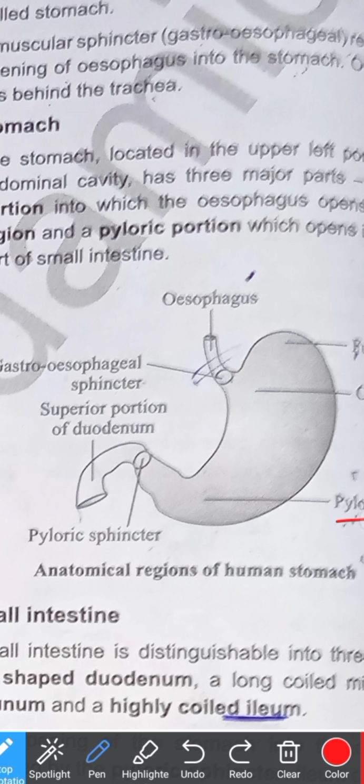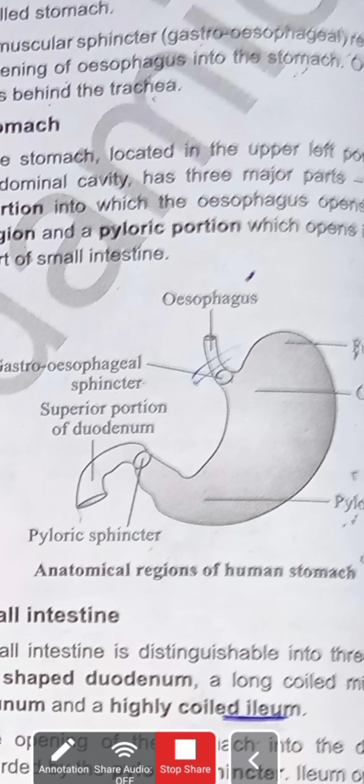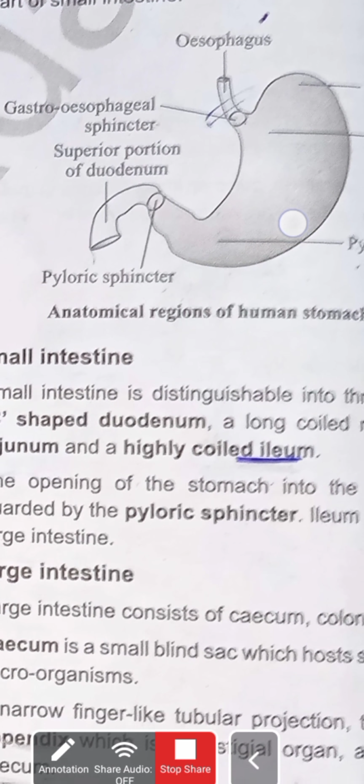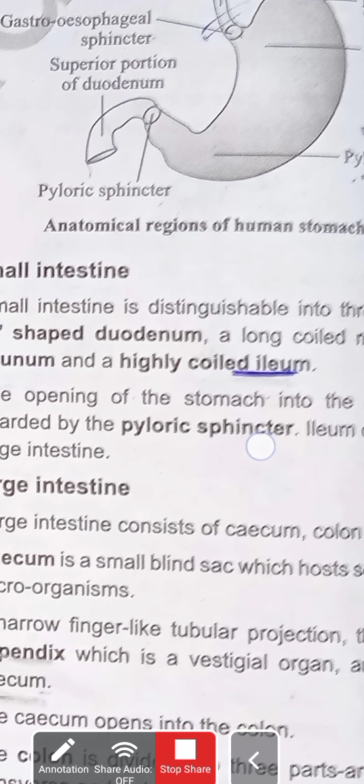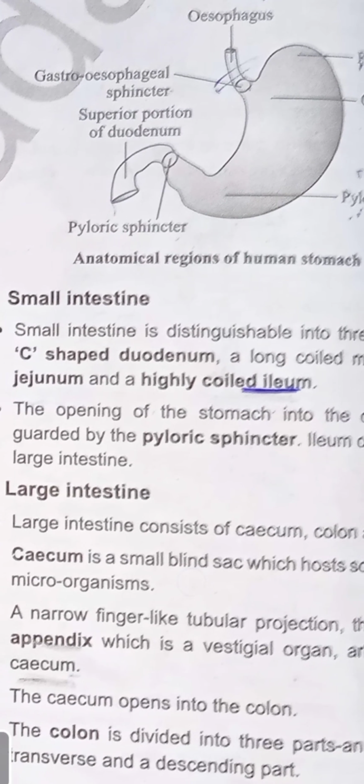Next, the last part of the stomach is called the pyloric region, and there is a sphincter over there. Therefore, it is called the pyloric sphincter, which suggests it is present at the end of the stomach. The stomach will then lead to the small intestine. As I've already told you, there are three regions of the small intestine.